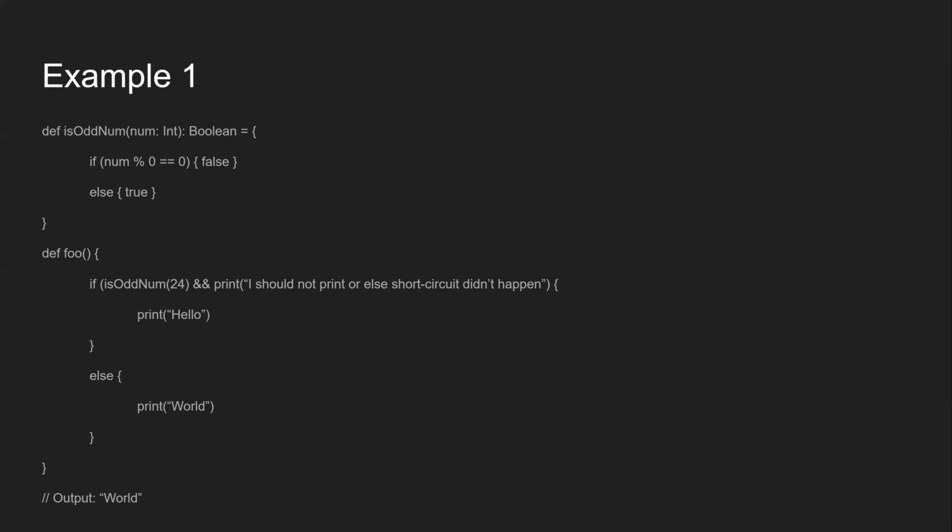Here's an example. Up top we have a function is_odd_number, and it'll go down into the if statement and it'll say num mod 0 equals 0, which is false, else true. Next we have def foo. This will go into the if statement if is_odd_number, and it'll do an and with the print, and it will short-circuit on the is_odd_number because the number is 24, so it will not do the print statement.